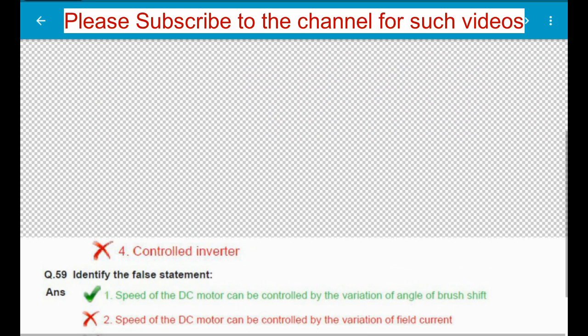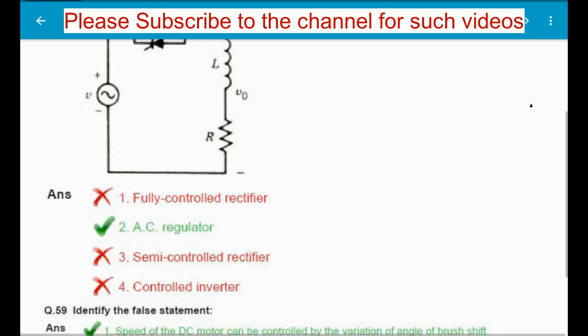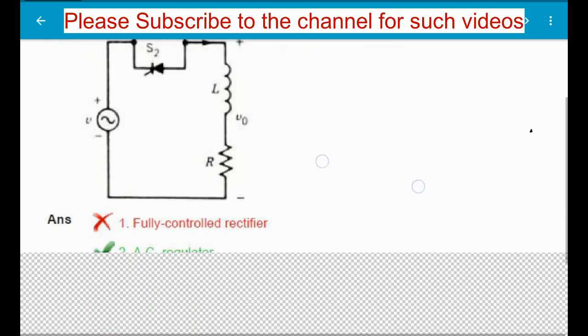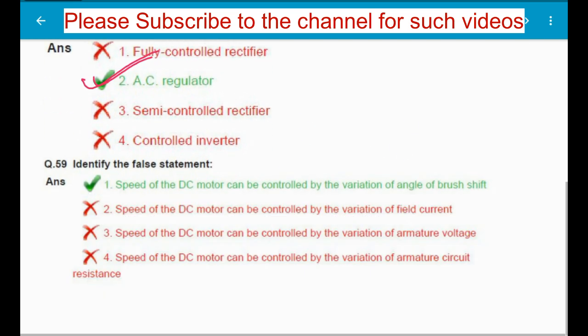Next question is question number 58. Identify the circuit based on the working principle. So this circuit is an AC regulator. This is an AC regulator directly.